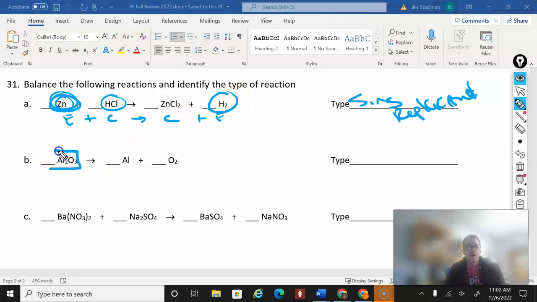In this case, hydrogen does say H2, but that's because hydrogen's always diatomic and it sticks to itself. On B, I've got a compound that's breaking apart into two simple or just individual elements. This is a decomposition.